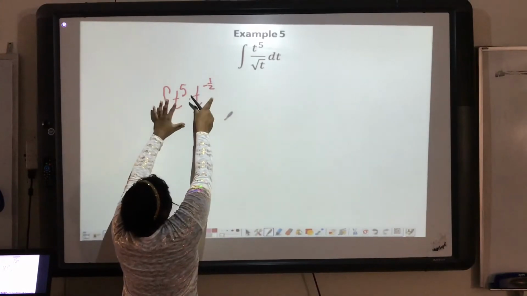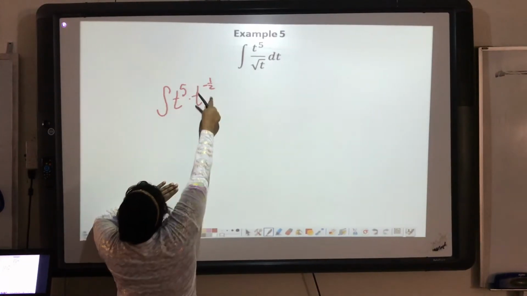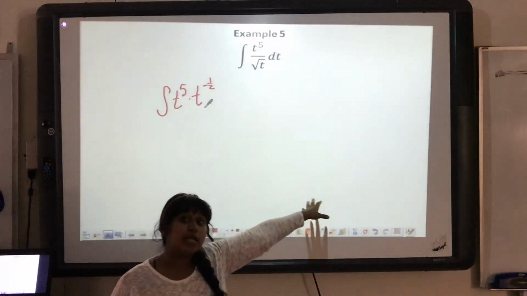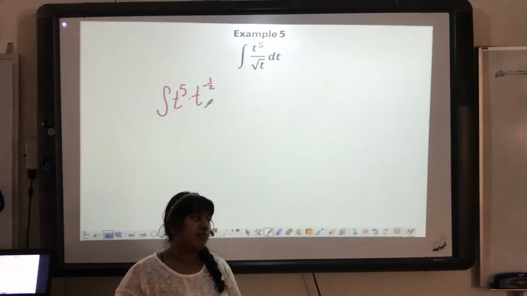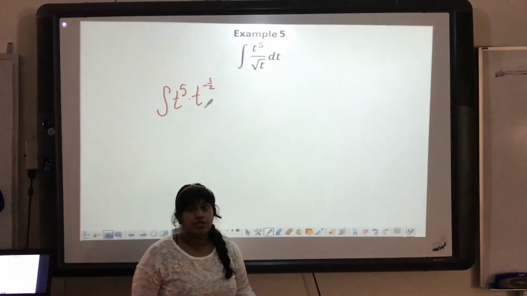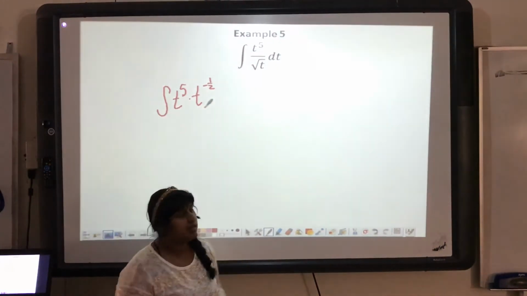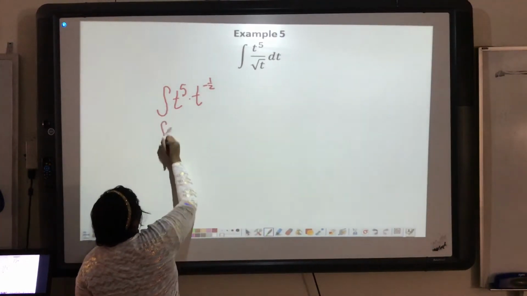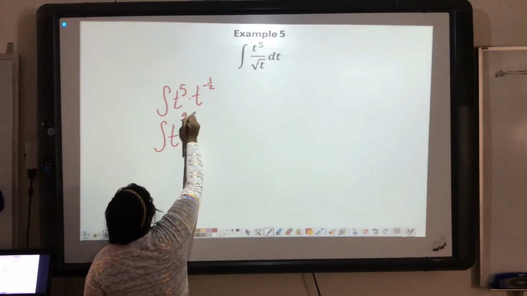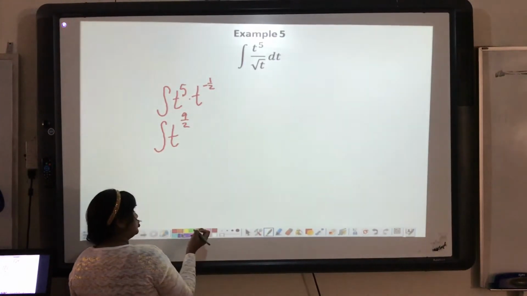If I multiply these, I have to add my exponents. So 5 plus -1/2 is the same as saying 5 minus 1/2. We're going to do that in fraction form, so you're actually going to end up with 4 1/2, which is 9/2. So we're looking at the integral of t to the 9/2, and now we can actually get started.